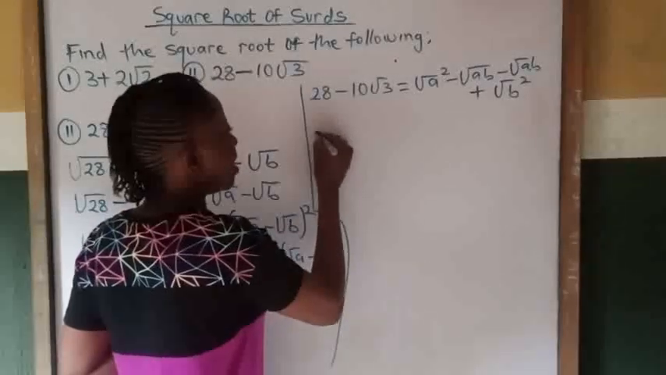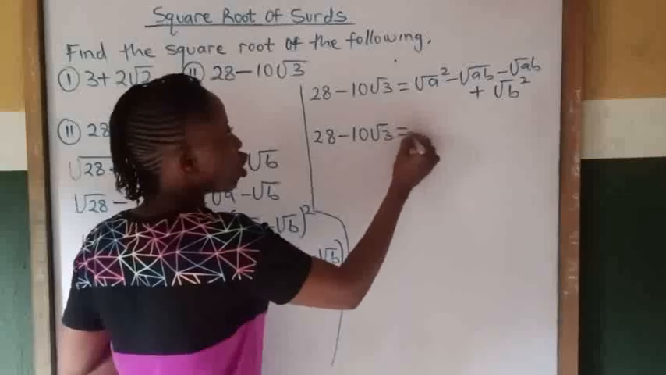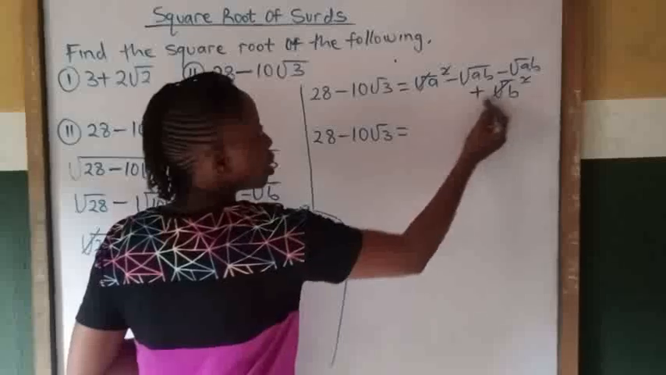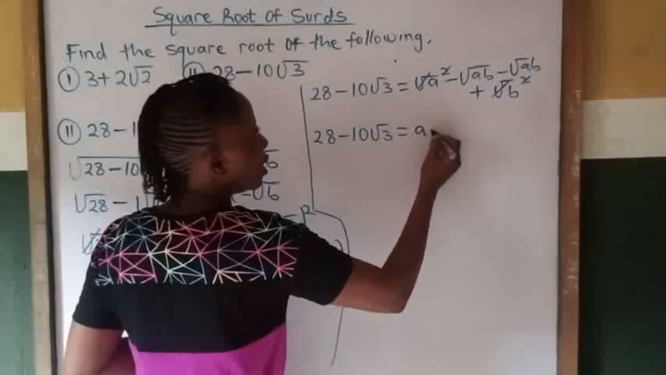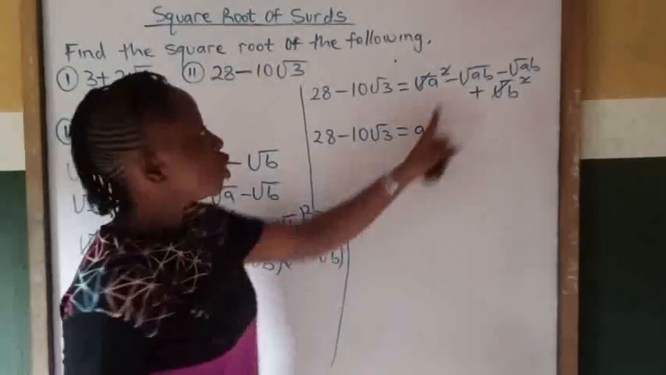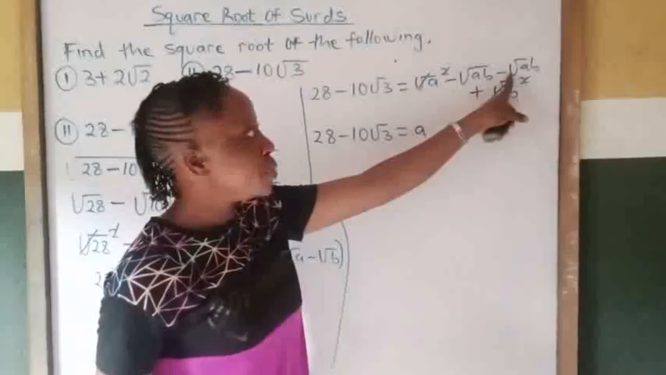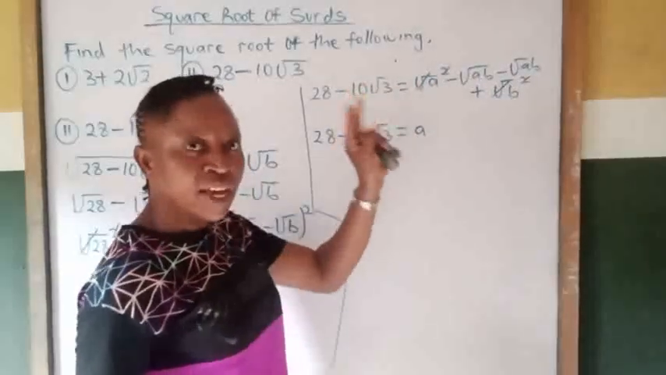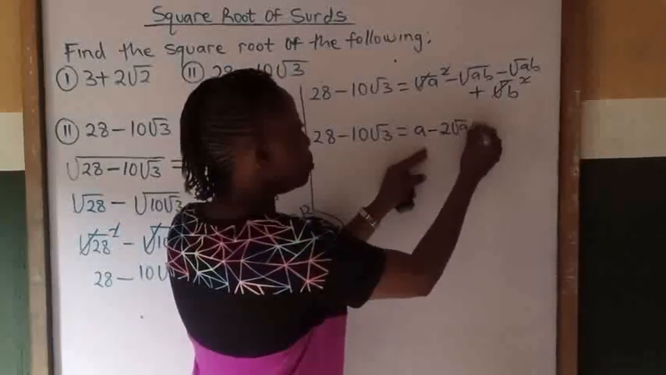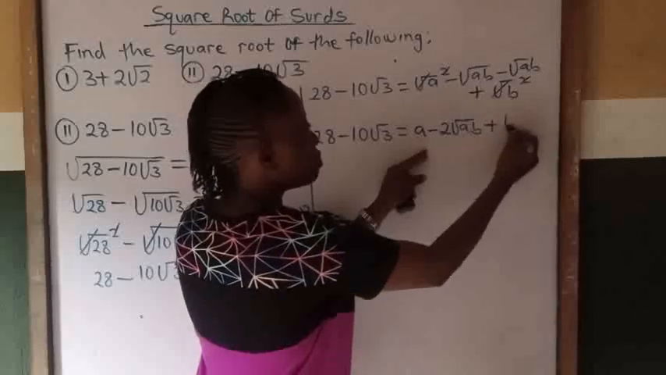So now 28 minus 10 root 3 will now be equal to, we cancel these two square roots. This one will remain a. Then minus root ab minus root ab. You are owing someone root ab, you are owing another person root ab. So your debt will be 2 root ab. So debt will go with minus. Minus 2 root ab. Then plus this one remains b.